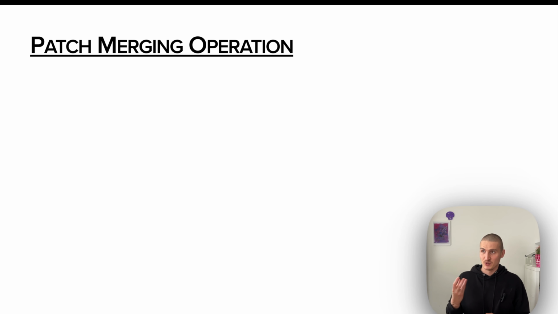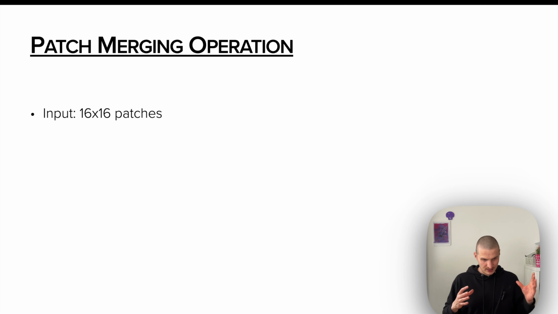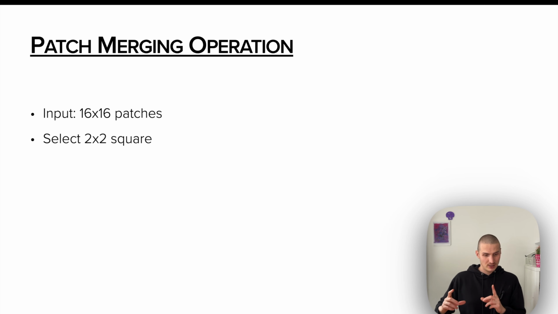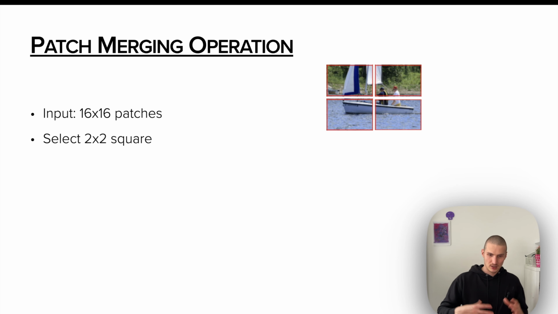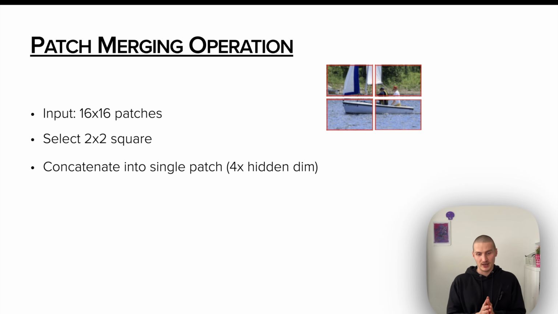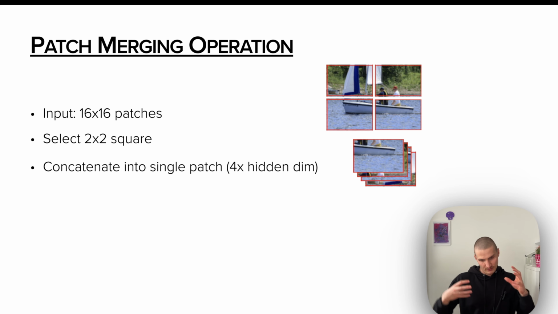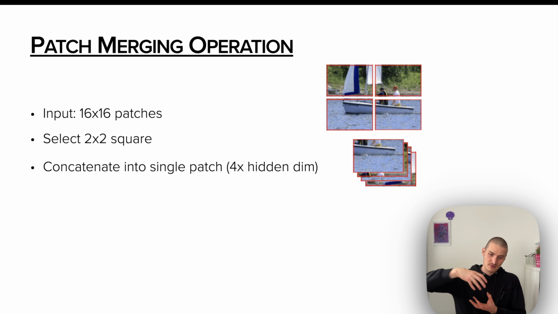So how exactly does this patch merging operation work? Let's say we are currently at 16 by 16 resolution. So we select a 2 by 2 square, and we do that for every part of the image. And that's basically 4 patches, each of them representing some part of the image. Then we just concatenate all of them together, meaning that we arrive at one patch, but now the embedding dimension of each of the 4 initial patches got concatenated together, and that yields 4x the initial hidden dimension. And this is how you can represent pieces of the image processed into embeddings and then stacked together.